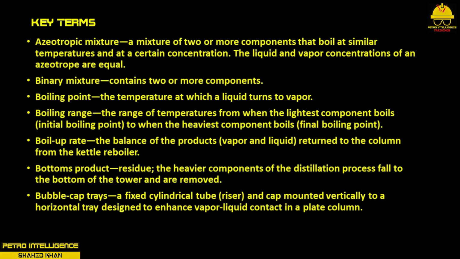Azeotropic mixture is a mixture of two or more components that boil at similar temperatures and at a certain concentration. The liquid and vapor concentrations of an azeotrope are equal. Binary mixture contains two or more components. Boiling point is the temperature at which a liquid turns to vapor.